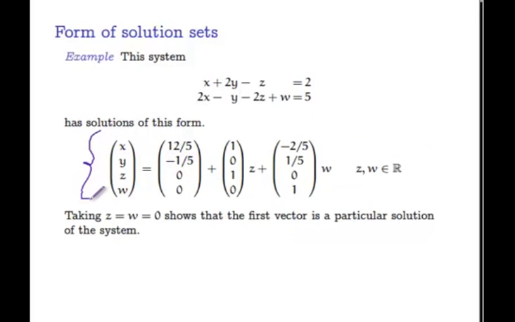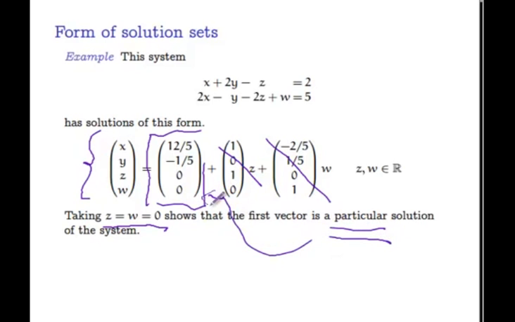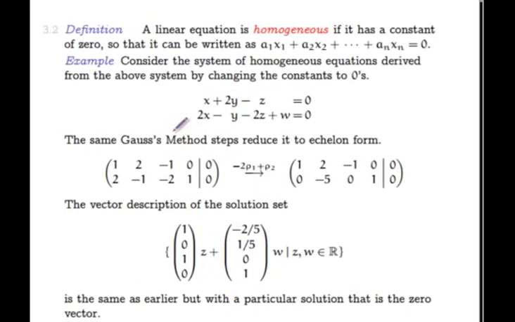Our solution x, y, z, w can be expressed as a constant vector plus z times one vector plus w times another vector. Now if we take z equals w equals 0, then this term will go away, this term will go away, and in fact this vector is a particular solution of the system. This is one possible solution for x, y, z, w.